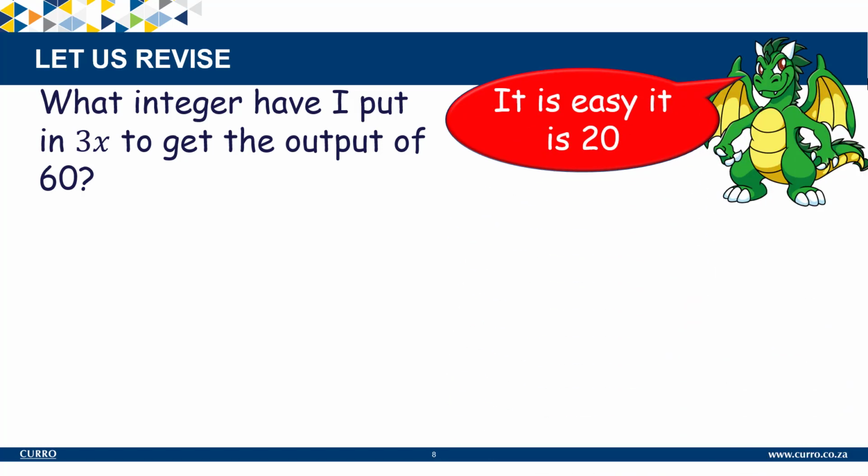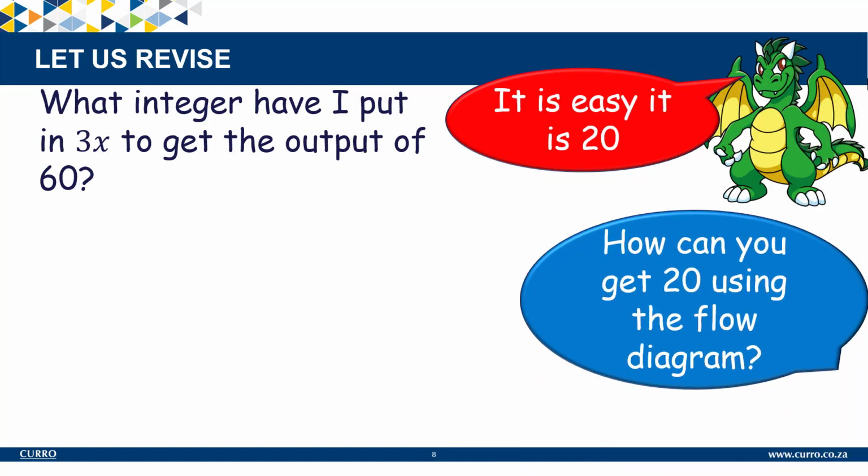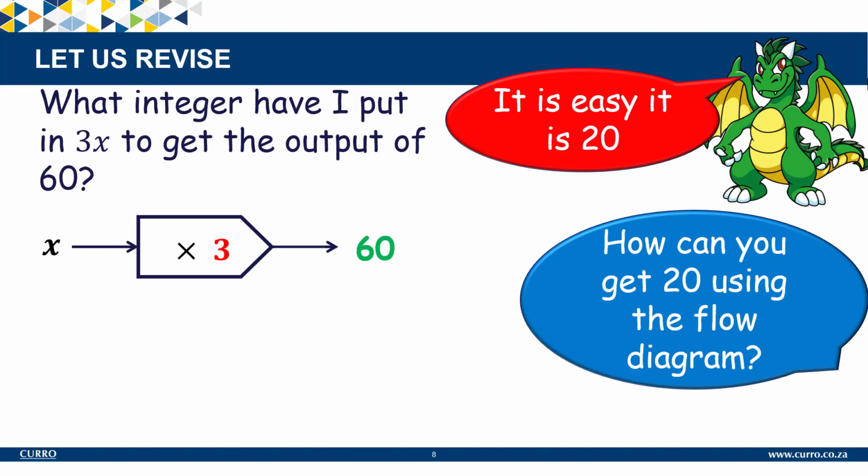So let's look at that question again, and I know it's easy. So let's see what happened to x. x has been multiplied by 3. We use a flow diagram with arrows to show the operation. And then we got the output number of 60. So it's like our function machine.